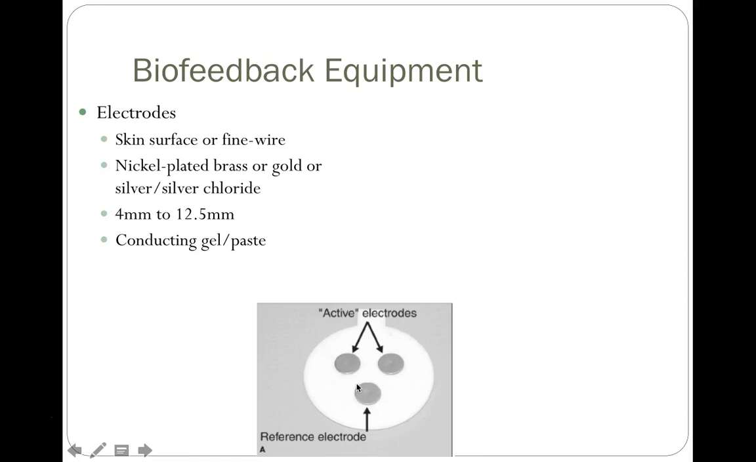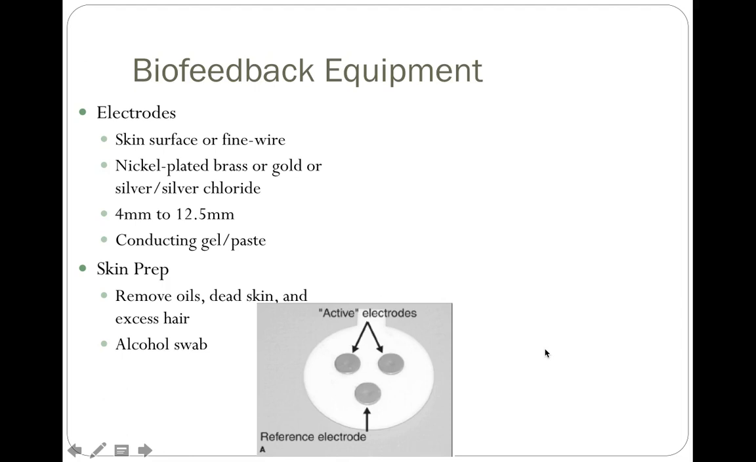So this is what ours actually look like. You have the 3 electrodes: the 2 active electrodes, and then the reference electrode. Okay, so these 2 are going to line up with the muscle belly itself, and this is going to be your reference electrode. The two active electrodes measure the amount of electrical activity. The third is our reference.